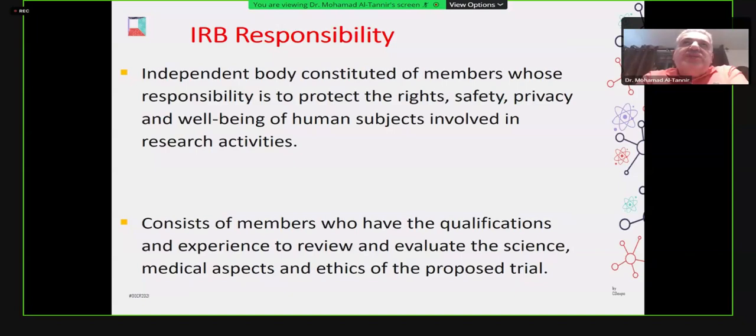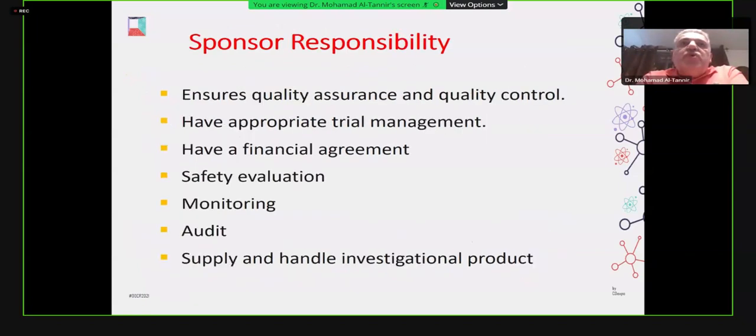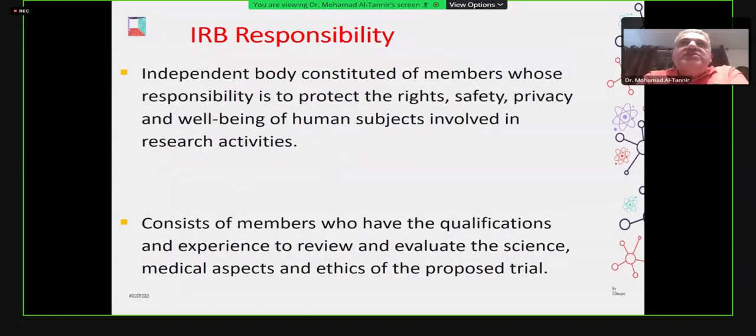It can exceed up to 10, 12, 15, and the IRB should work according to standard operating procedure, and could be audited by the Bioethics National Committee on a regular basis, in order to ensure that everything is in accordance with good clinical research conduct.